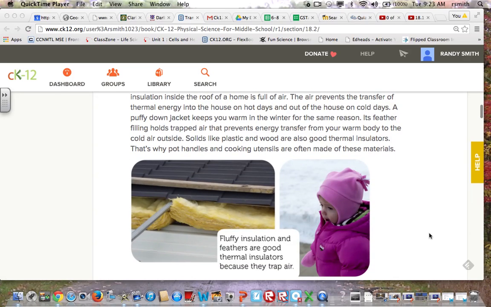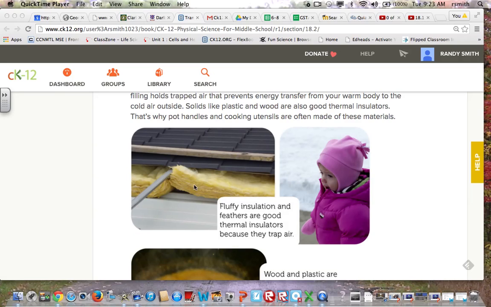Its feather filling holds trapped air that prevents energy transfer from your warm body to the cold air outside. Solids like plastic and wood are also good thermal insulators. That's why pot handles and cooking utensils are often made of these materials. Now, some of you may think, oh, hey, if I pack down this insulation, it's going to have more of an insulating value. And the exact opposite is true. It's the air spaces between the fiberglass layers that allow for greater insulation and therefore what we call a greater R value.